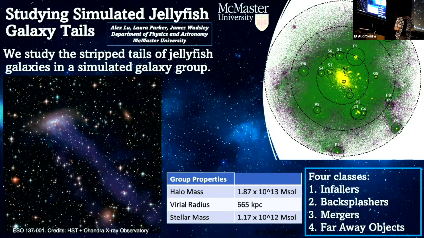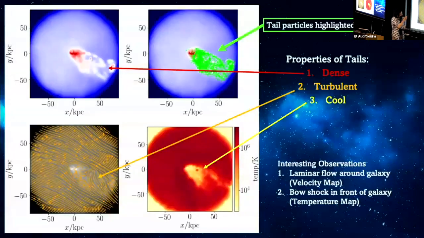So the first thing we want to do is identify these tails, which we've done here. The tails are identified using an algorithm based on a series of velocity and temperature cuts. I won't be going over that. If you're interested, you can speak to me later. But they exhibit some interesting properties.